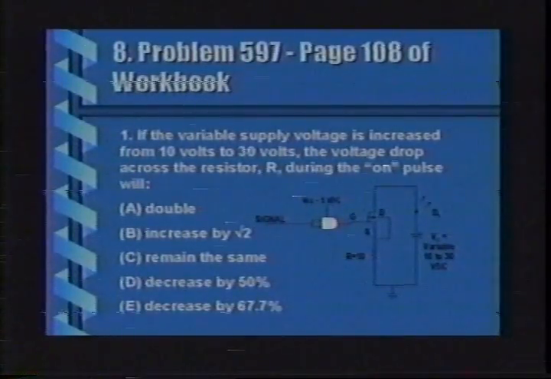The first of the 10 parts of this problem asks you what happens to the voltage across the resistor as the variable supply goes from 10 to 30 volts. So you're asked for the voltage across this resistor as this varies from 10 to 30 volts. And you're given 5 possibilities.